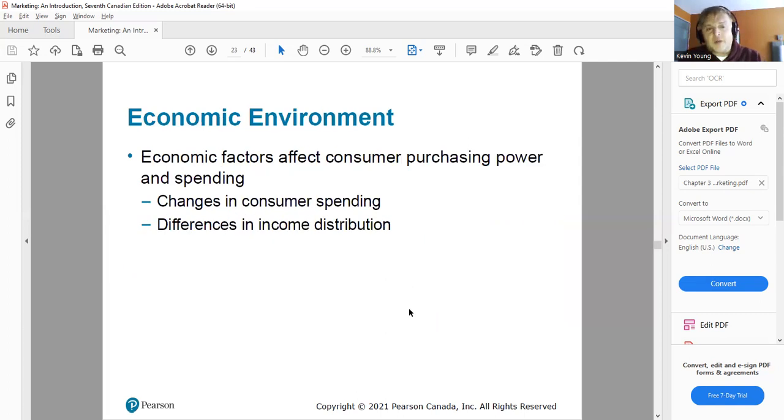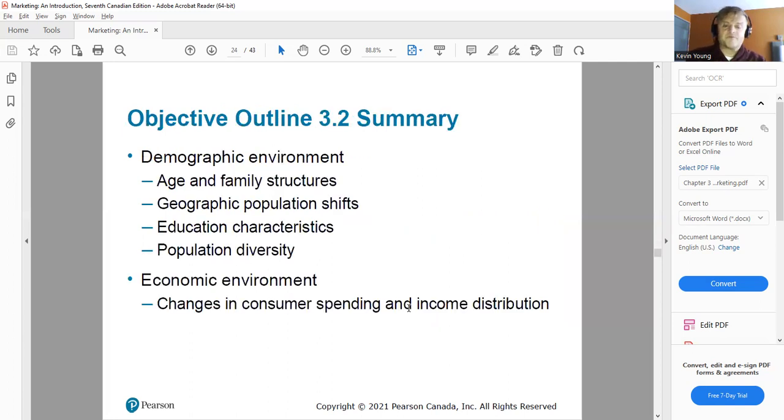The economic environment. Economic factors affect consumer purchasing power and spending. You can see changes in consumer spending, and you can see differences in income distribution.